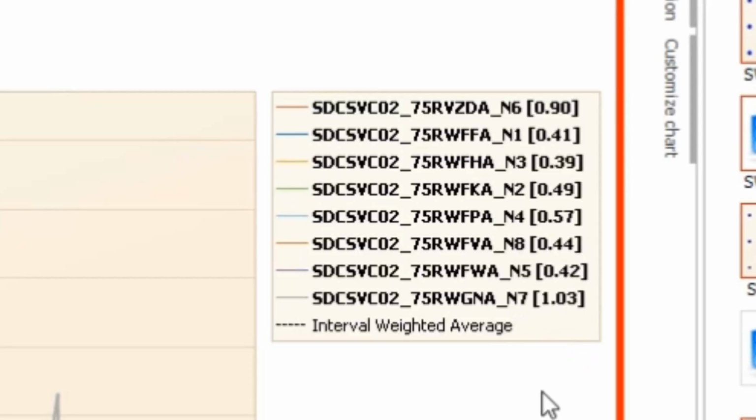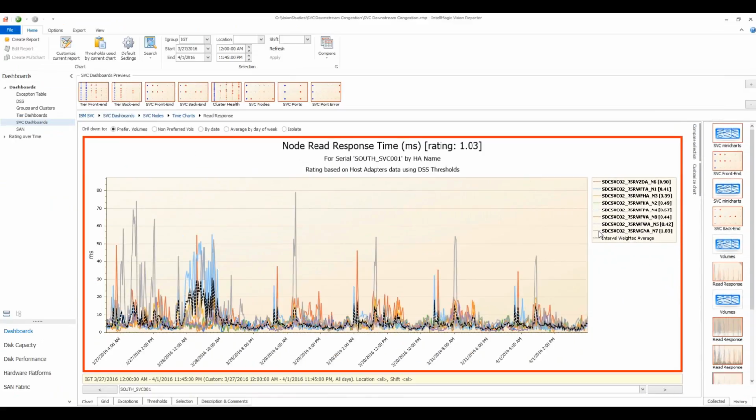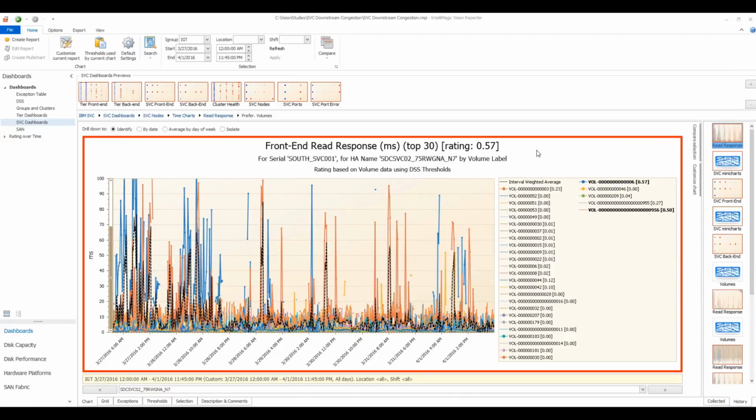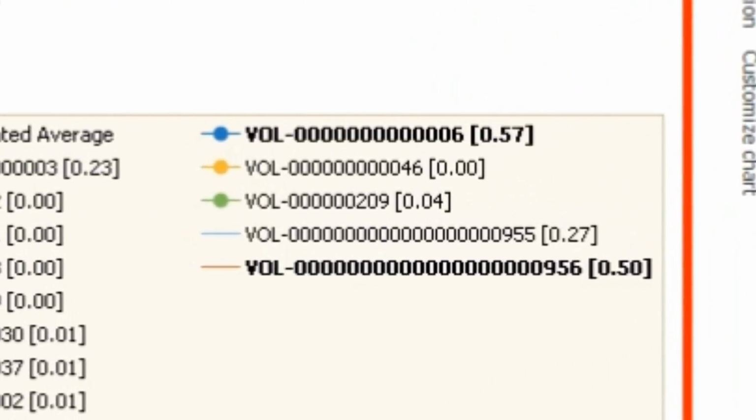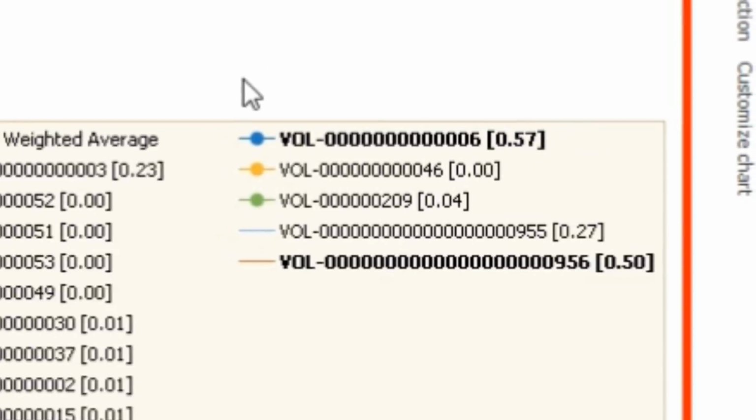To see which volumes are affected, we click on the line in the chart or in the legend representing Node 7. This brings a new chart into focus. This chart shows the front-end read response time for the top 30 volumes on Node 7. There are only two volumes that show in bold in the legend. The volume labeled volume 0000006, henceforth referred to as volume 6, has a rating of 0.57 and is highlighted in bold. This has the highest rating and the highest risk of performance impact and is the biggest reason that Node 7 has a high rating overall for front-end read response time.